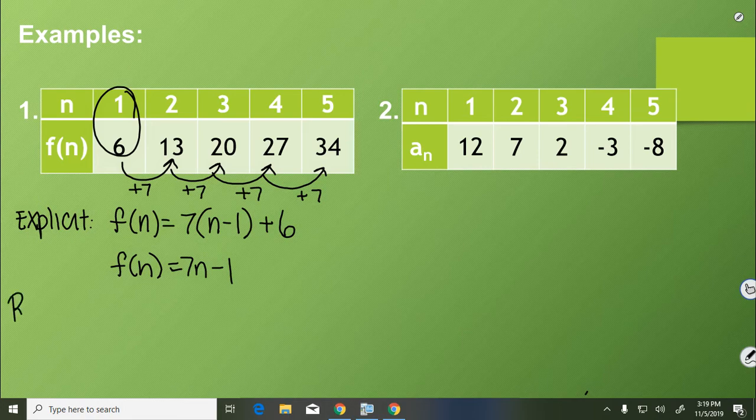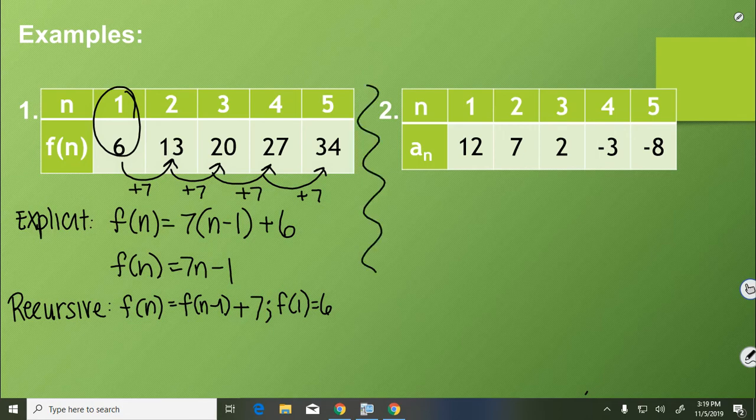And then my recursive equation, or formula, would be f of n equals f of n minus 1 plus 7, since I am consistently adding 7, where the first term is 6. And again, if I plugged in 6 and added 7, I'd get the second term, which is 13. If I plugged in 13 and added 7, I get the third term, which is 20, and so on.